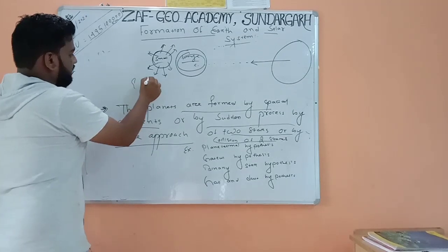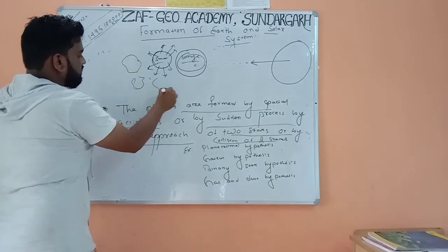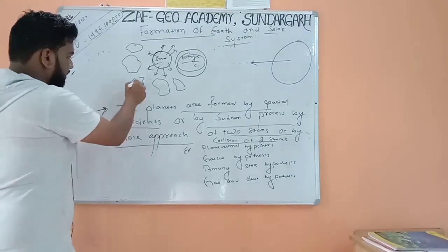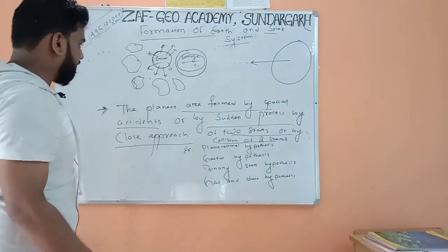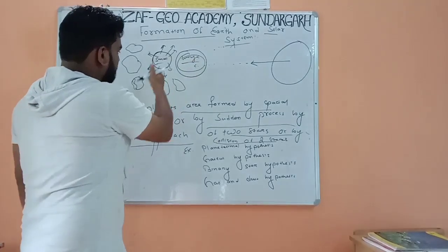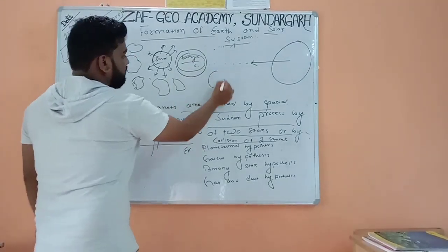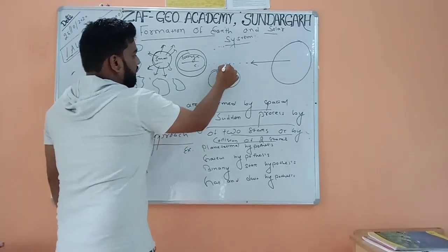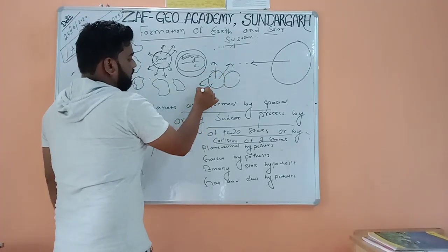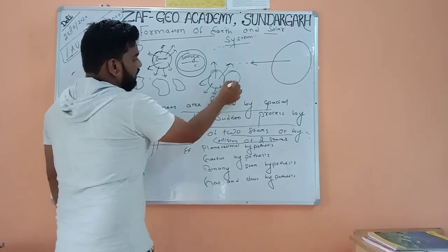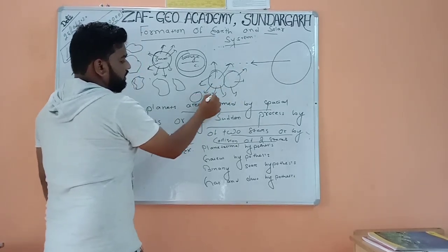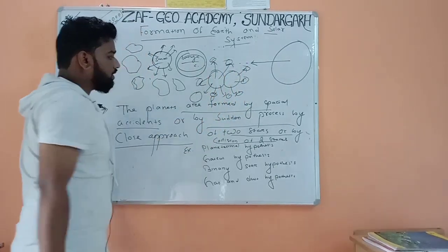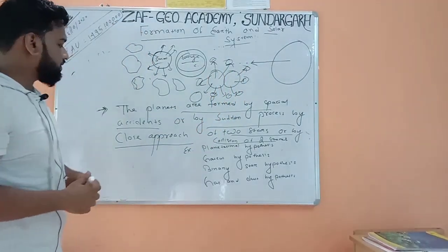When the materials are ejected, they become the building material of the planets and satellites. So when the two stars collide, material and fragments are ejected, and these small fragments give rise to planets. This is all about the catastrophic theory.